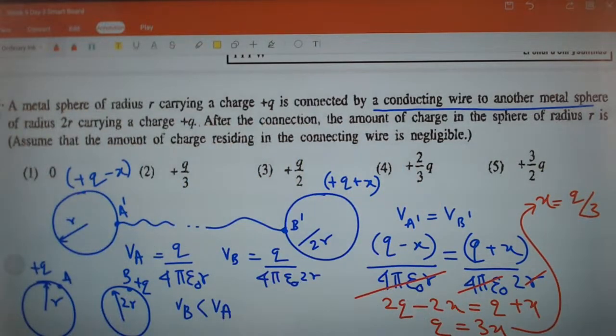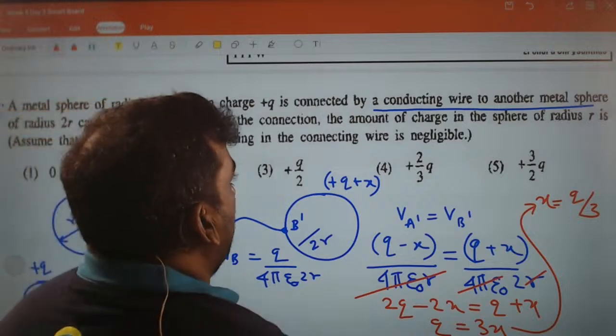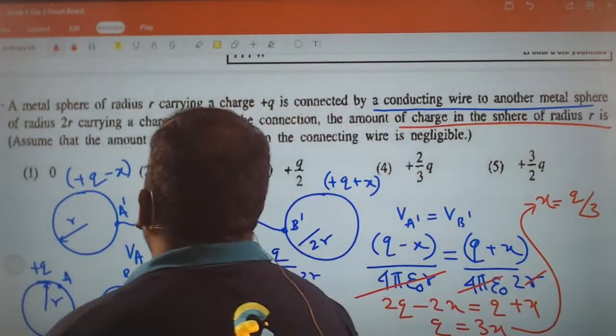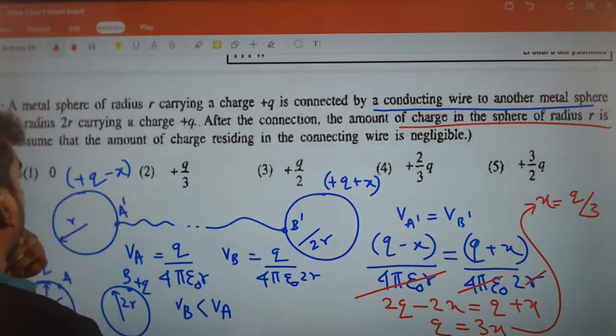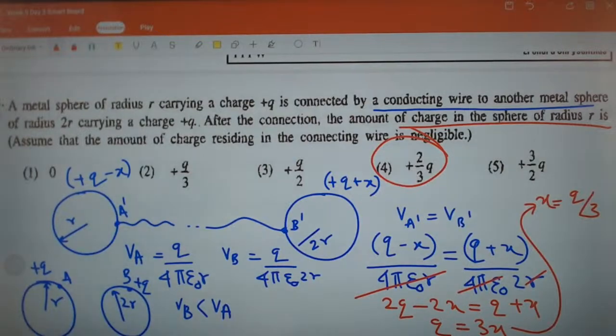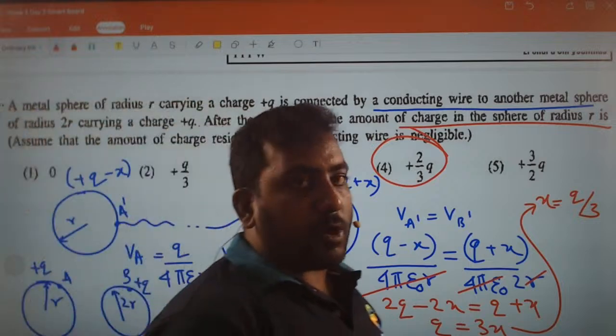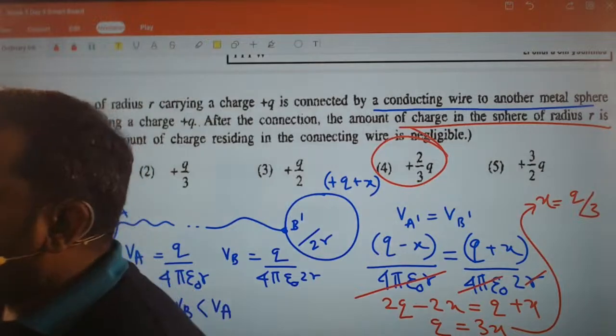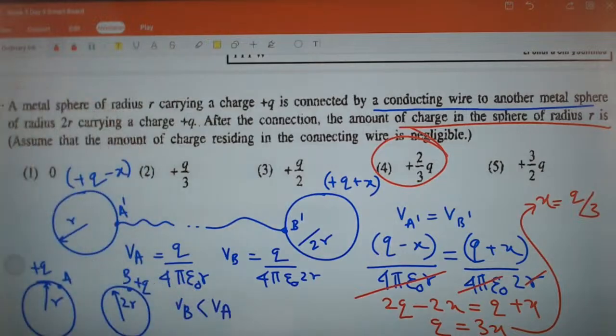They are asking what is the amount of charge remaining in the sphere of radius r. So q minus q over 3, that's 2q over 3. 2q over 3 means the correct answer is answer number 4. Charges travel from high potential to low potential until the potentials are equal.